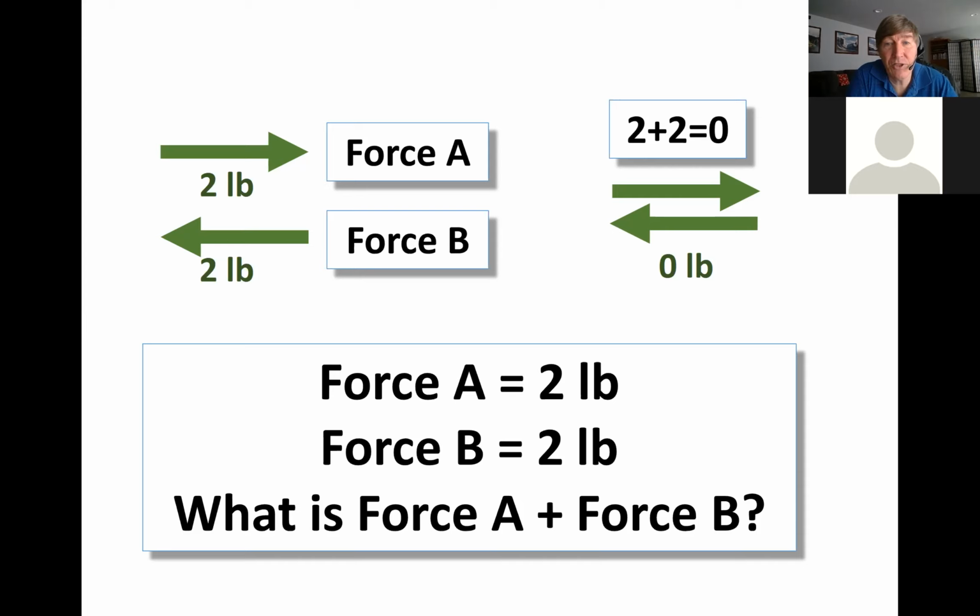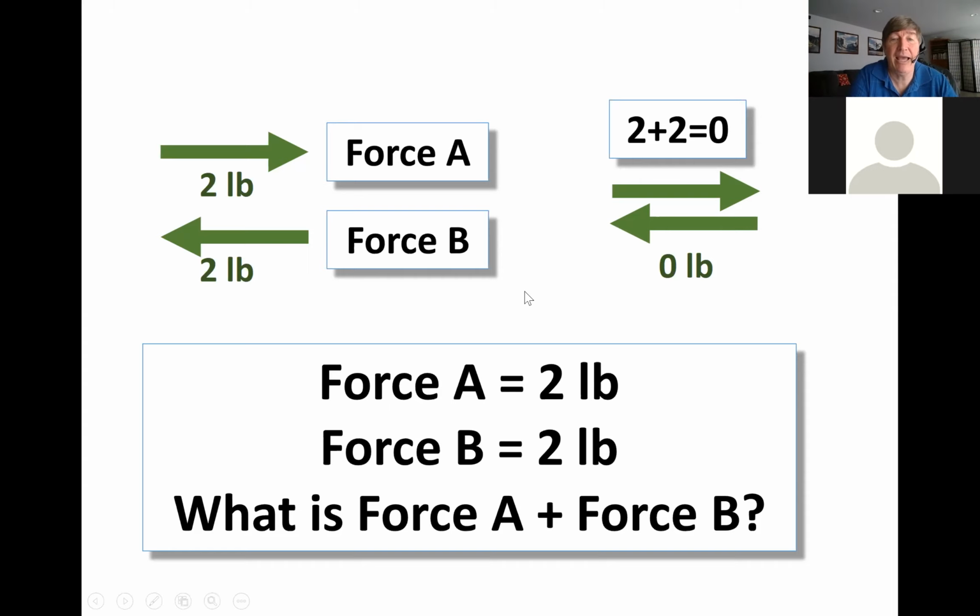So Daniel, I noticed you typed in, huh? Does this clarify it? Do you see how when you're dealing with forces, 2 plus 2 is not necessarily equal to 4? Did I clear things up for you there, Daniel?